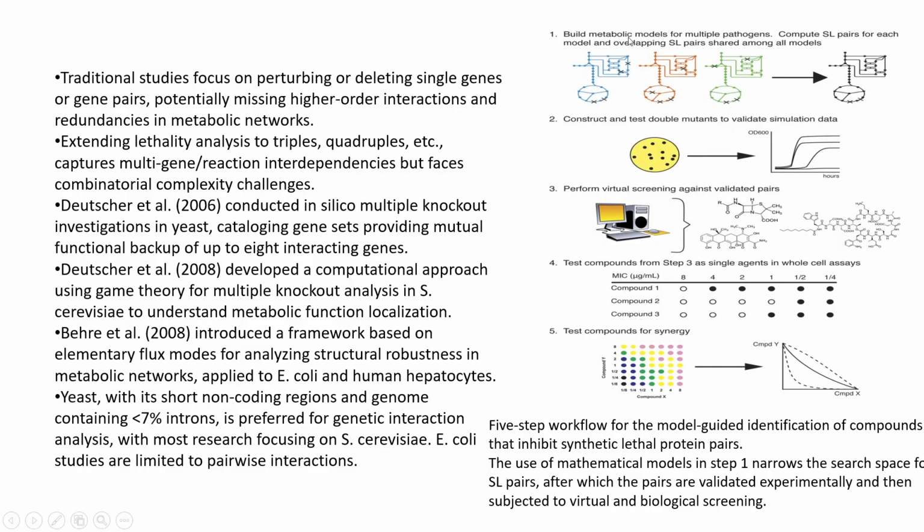You use some sort of mathematical modeling or metabolic modeling, FBA, whatever you use. You compute these SL pairs for each model and the overlapping SL pairs shared among all the models, and then you construct and test double mutants to validate your synthetic data. So synthetic lethals meaning if you mutate both of them, if I have a double mutant, you should not get any growth.